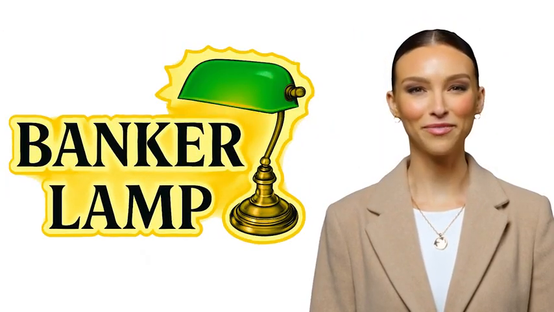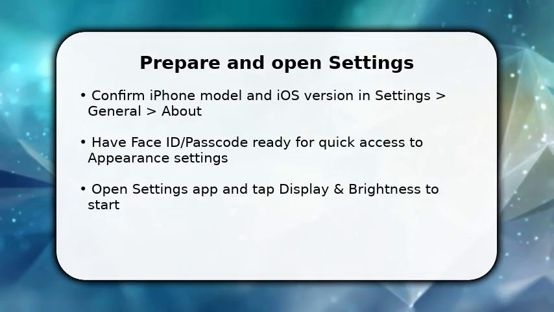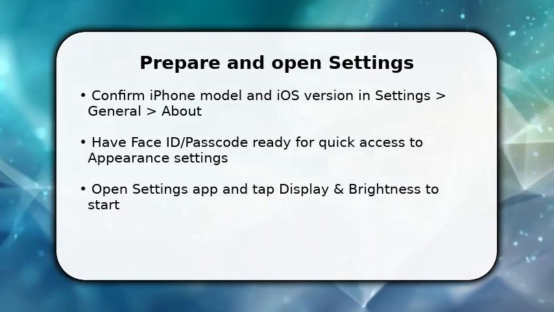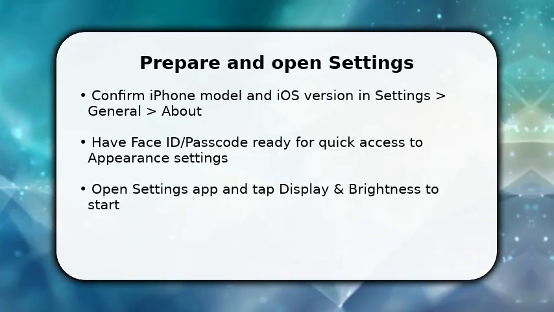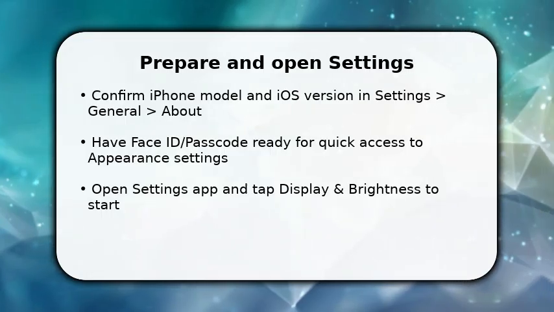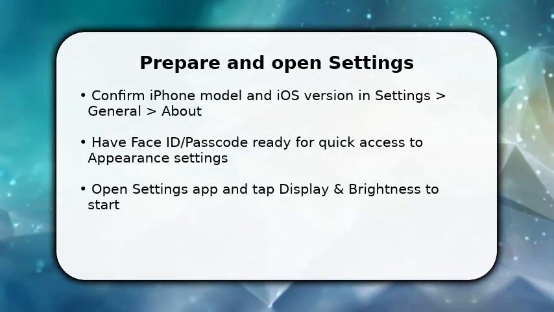Please enjoy the video. You'll start right in Settings. Open Display and Brightness and look at the Appearance section. This is where dark mode is controlled. Tap dark to enable it immediately and understand why. Dark backgrounds reduce glare and save battery on OLED screens.